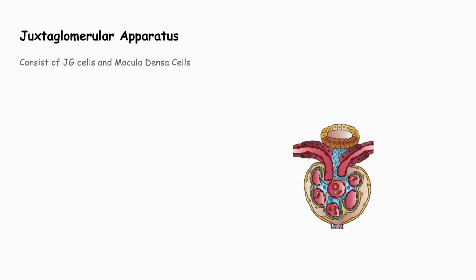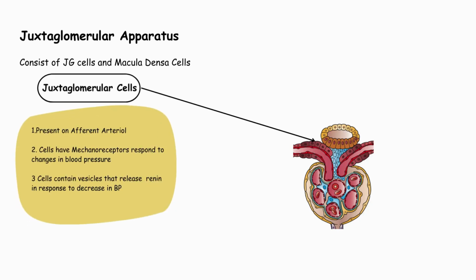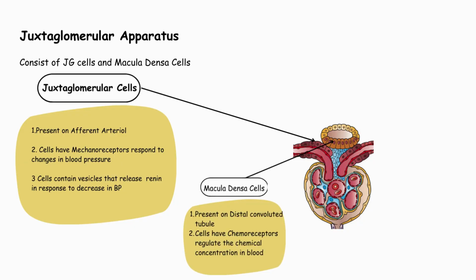The juxtaglomerular apparatus consists of juxtaglomerular cells and macula densa cells. JG cells are present on afferent arterioles. These cells have mechanoreceptors which respond to changes in blood pressure. The cells contain vesicles that release renin in response to a decrease in blood pressure. Macula densa cells are present on the distal convoluted tubule and have chemoreceptors that regulate the chemical concentration in blood.